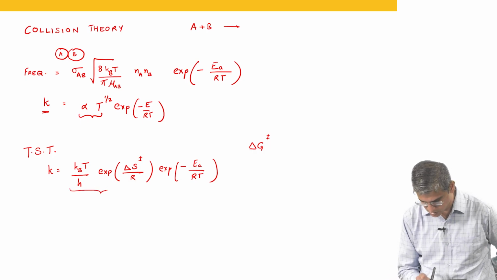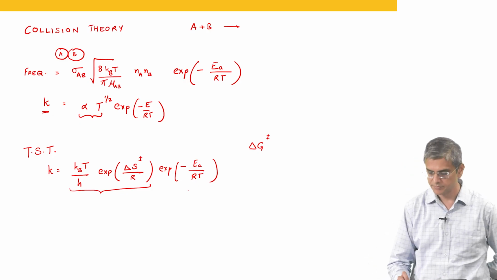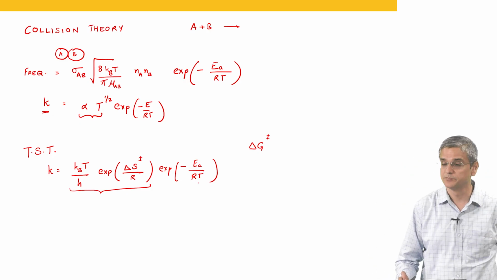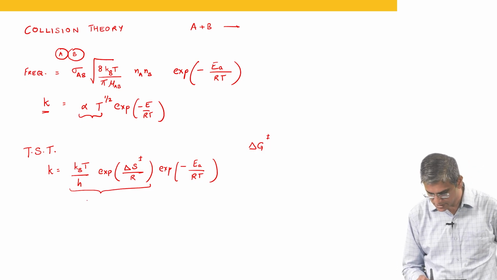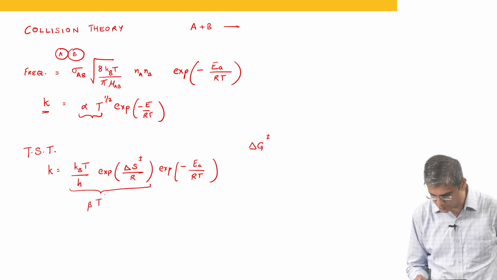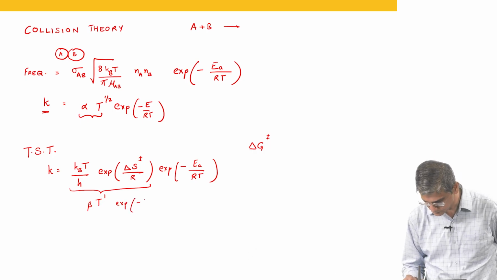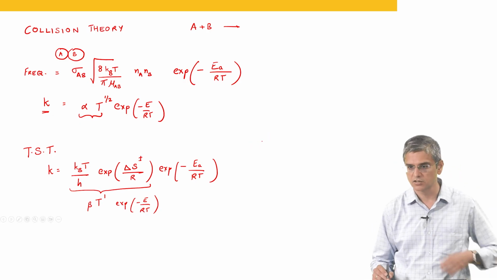So, this is your, sorry, not rate constant, pre-exponential factor. Here the pre-exponential factor is basically some kind of a constant alpha, or we will call it beta, times T to the power 1, and you already know how the Arrhenius derivations come about.